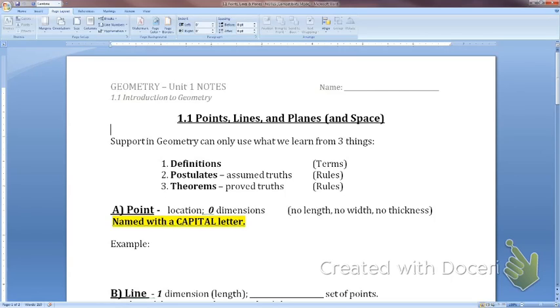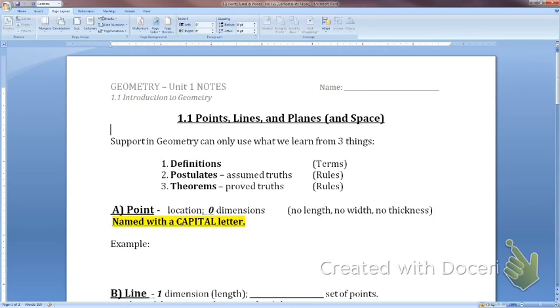All right? So when we start dealing with geometry, we want to make sure that we understand all the definitions. There are a lot of definitions in geometry, so when I say, hey, this is a vocab word, you need to make a note of that. All right?